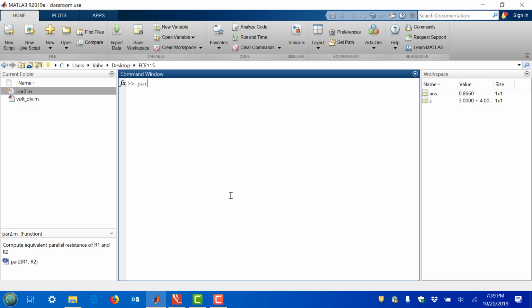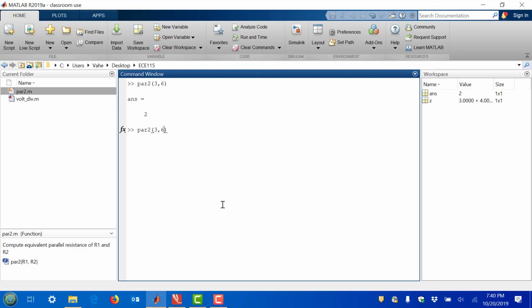Now I can use this function called par2. I can say par2, and then give it a pair of resistors. In fact, the help tells me exactly what I need to do. I need two inputs, so let's say I put in 3, 6. That does 3 parallel 6 for me. I happen to know for 2 parallel resistors, it's R1 R2 divided by R1 plus R2, so that's going to be 18 over 9, or 2 ohms. There it is.